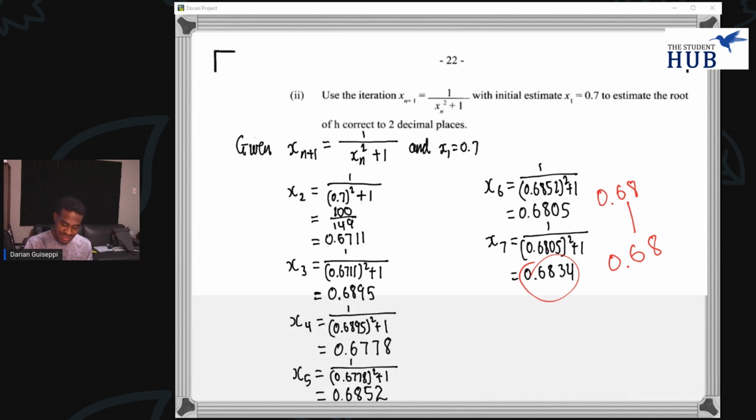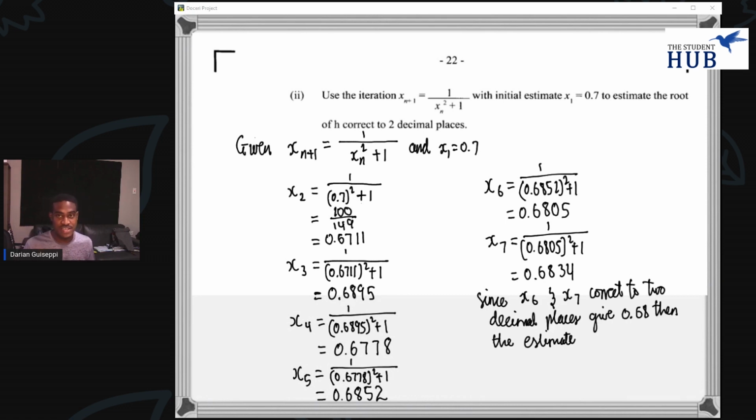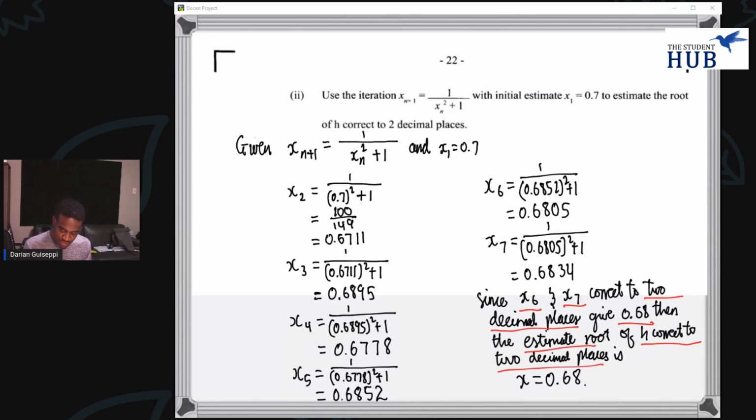Because the consecutive terms, approximated to the degree of accuracy indicated by the question, which is two decimal places, are the same, we can now state safely that 0.68 is for sure the estimate of the root, correct to two decimal places. We make that statement in the end to tie up everything. This is what we say: since x6 and x7 correct to two decimal places give 0.68, then the estimate of the root correct to two decimal places is this.